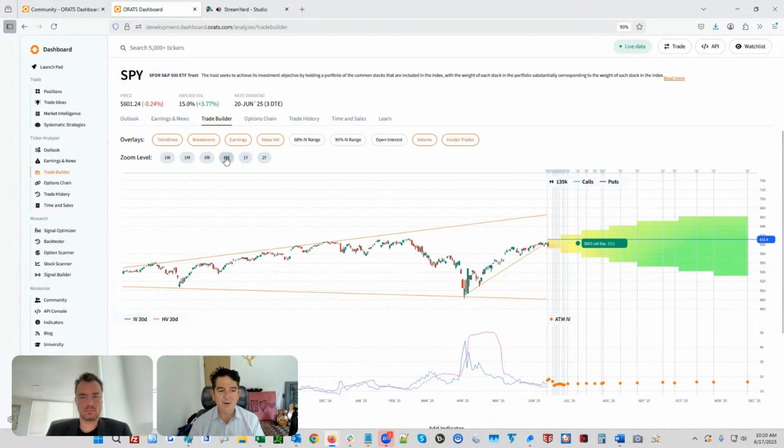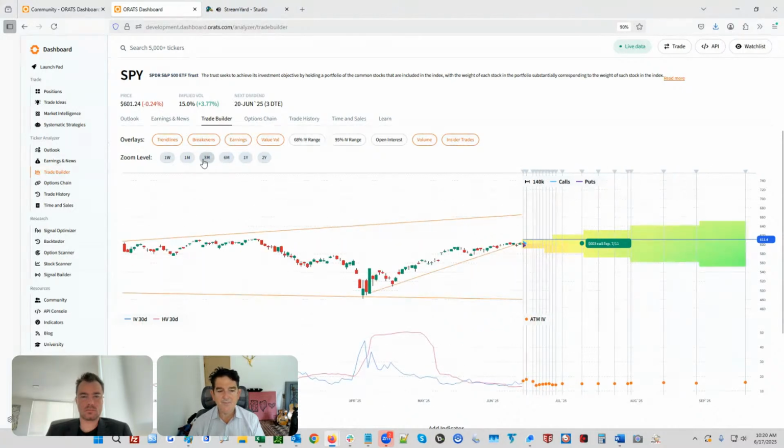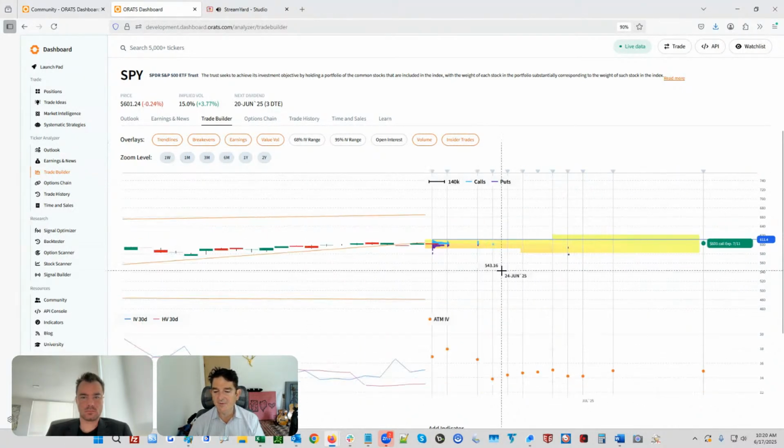We could zoom in a bit, just see. You could see that a lot of the volume is in the front days, like that's the zero DTE stuff going on. Look how much more volume is in the zero DTEs than any other month. That's kind of crazy. Yeah, with the trade builder, we get asked a lot about what those colors mean.